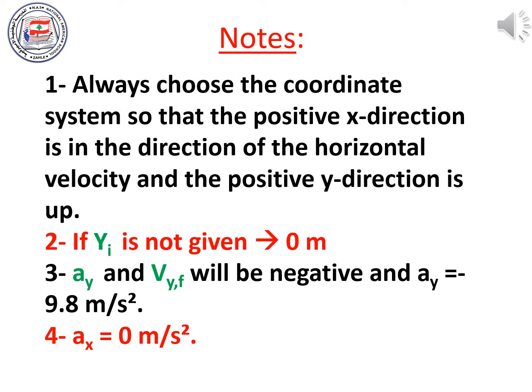Ay and Vyf will be negative since their direction is downwards, and Ay is equal to negative 9.8 meters per second squared unless it is stated otherwise. Finally, Ax, which is the acceleration in the horizontal direction, is 0 meters per second squared, since the velocity in the horizontal direction remains constant, so there is no acceleration in the horizontal direction.